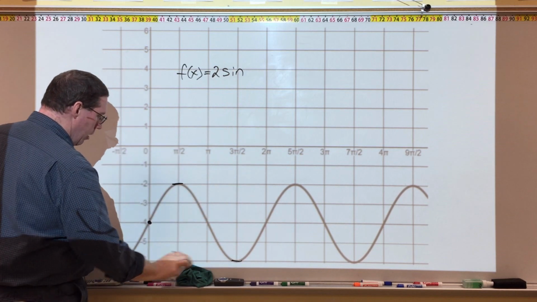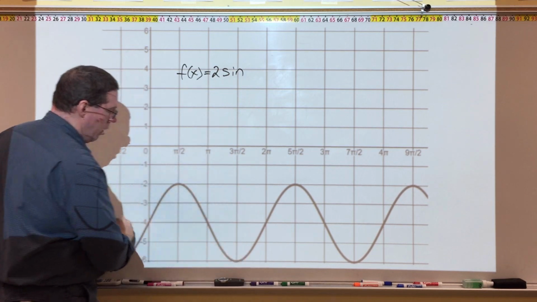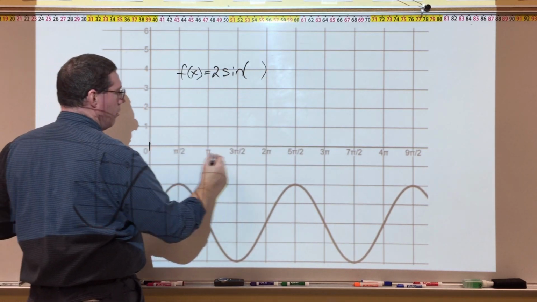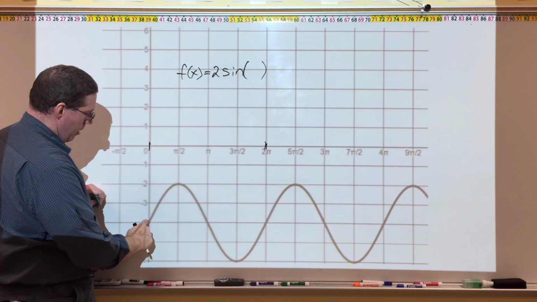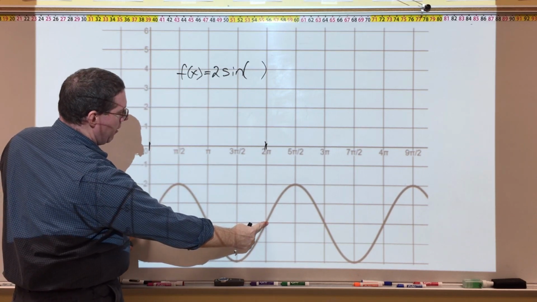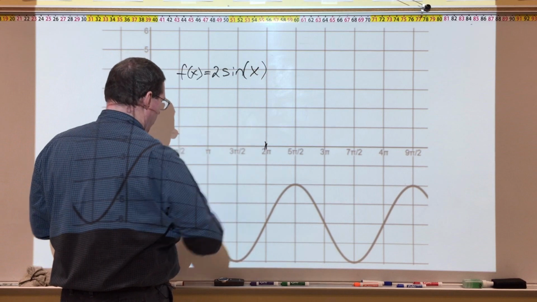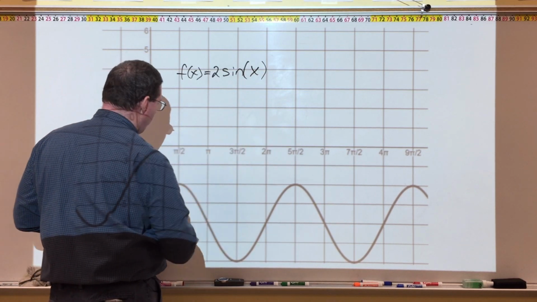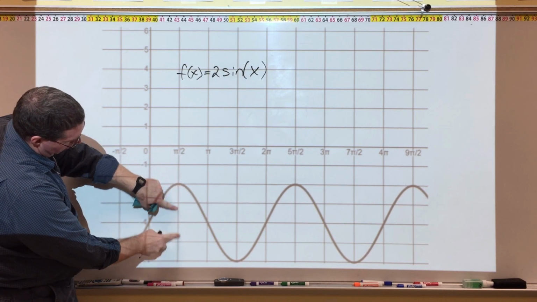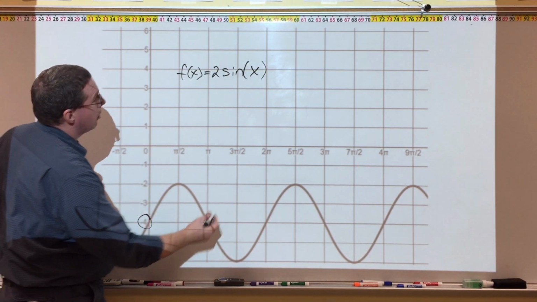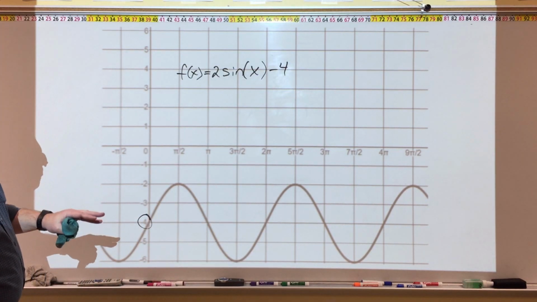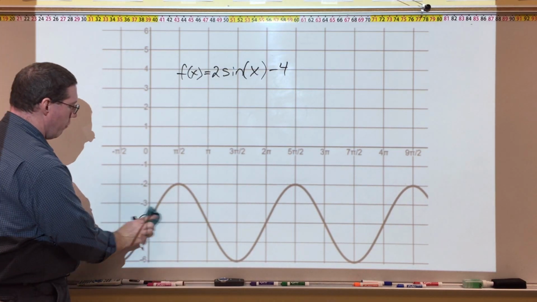So this is 2 sine of, let's find the frequency. The frequency starts at 0 and goes up to 2 pi. And so we go up, down, up. That looks like one full sine curve, and therefore it's 1x, or just x. And then the last thing we need is the vertical shift. From here to here, the middle is going to be right here, which is -4. So we'll put a -4 on there. And so this is the graph of 2 sine of x minus 4.